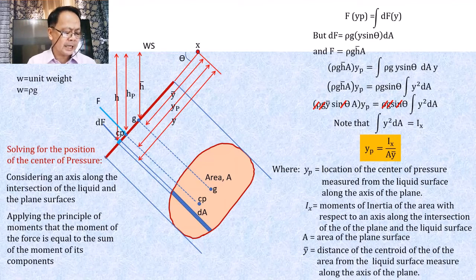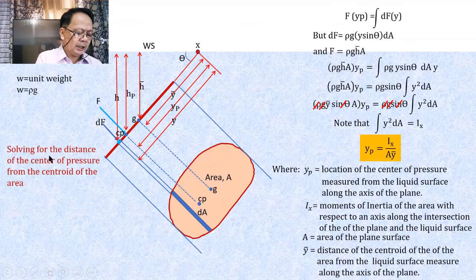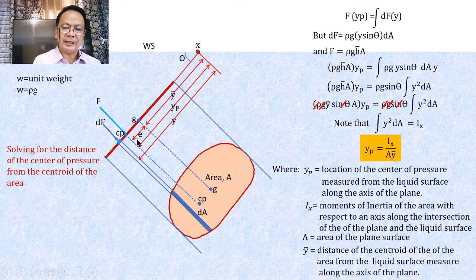However, we notice that this position can also be defined by its distance from G. Do you see the G here? If we are going to solve for the distance of the center of pressure from the centroid of the area, if this is the centroid of the area and here is the center of pressure, we can also locate the center of pressure from G by calling it E. Let us call this E, eccentricity.